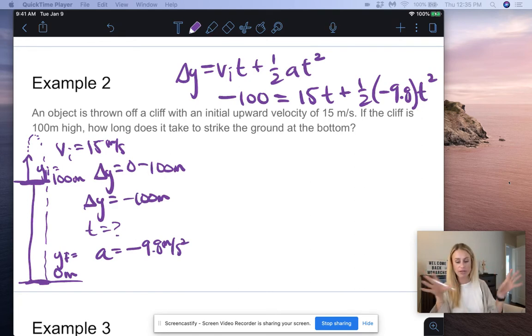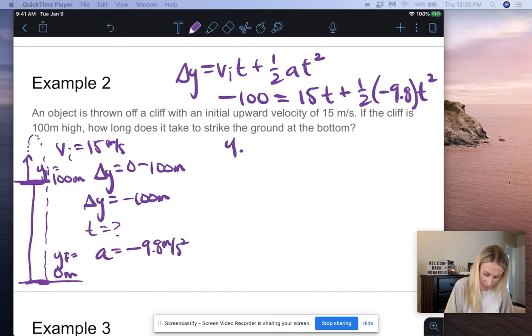All right, so I'm going to rearrange a little bit. Personally, when I'm doing the quadratic formula, I like to have a positive a term. It's just personal preference. It doesn't really matter, but I like positive a. So 1/2 times 9.8 is 4.9. You guys know I can't do math in my head. 4.9 t squared minus 15t minus 100 equals 0.